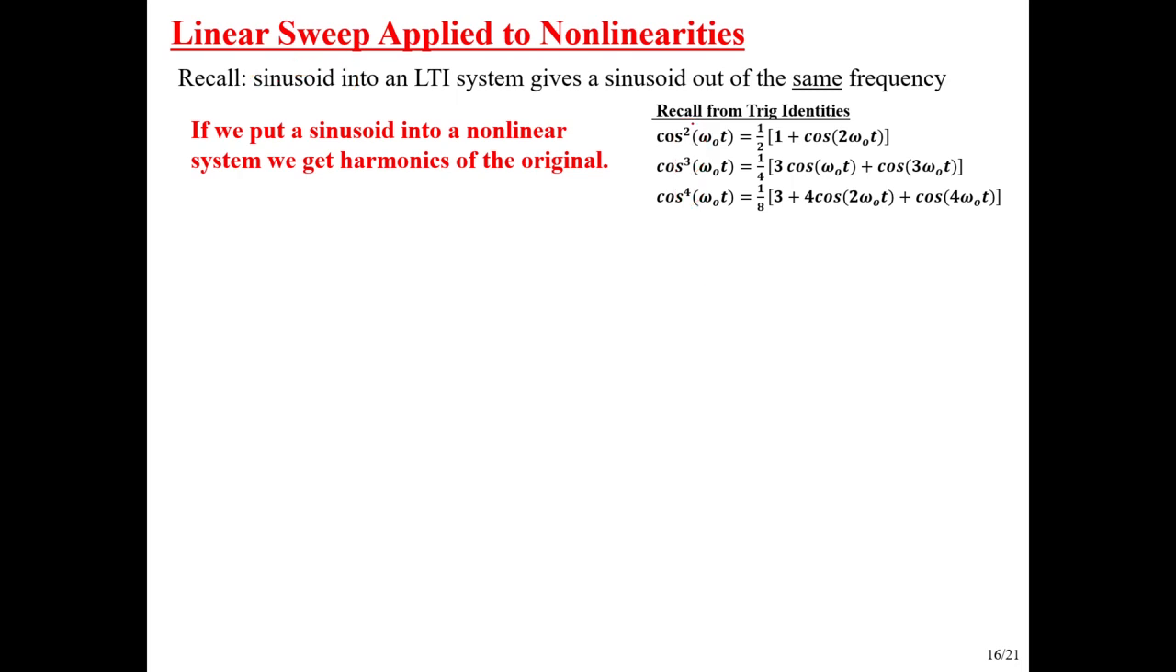But look what happens. When I square it, I get a sinusoid at double the frequency. Then I get something at triple, and I get something at quadruple. And yeah, I get some other ones in there, but that's the key idea. So we're going to get all of this harmonic content coming out if I put in a single sinusoid.